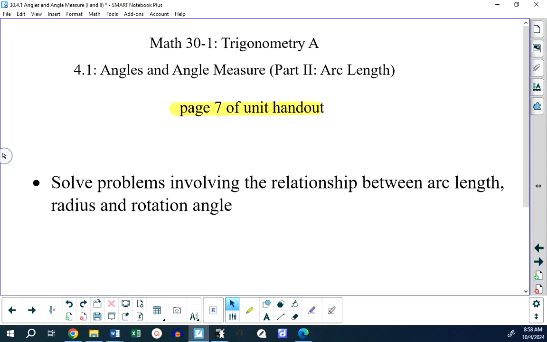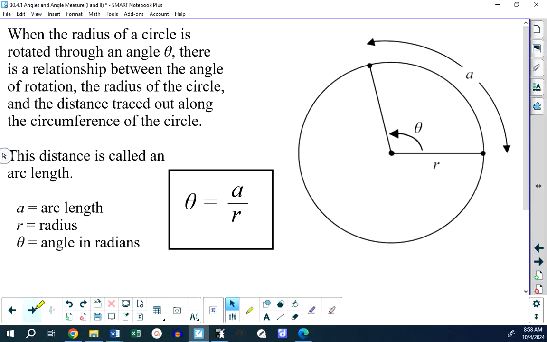We're going to be solving problems today using the relationship between arc length, radius, and rotation angle. So when we take a look at this diagram on the right, when we have a particular circle, any circle you want, with a certain radius, if we rotate that radius, we can think of it as an arm, but if we rotate that radius through an angle theta, we trace out what is called an arc length.